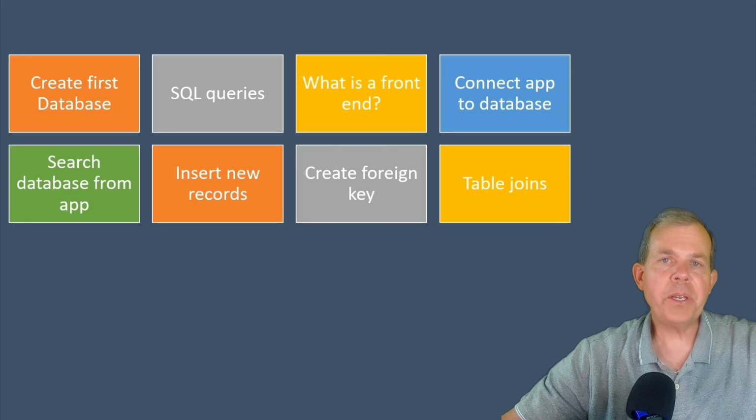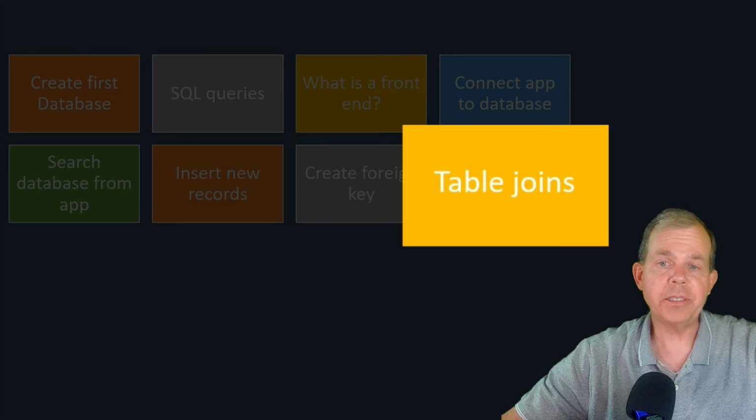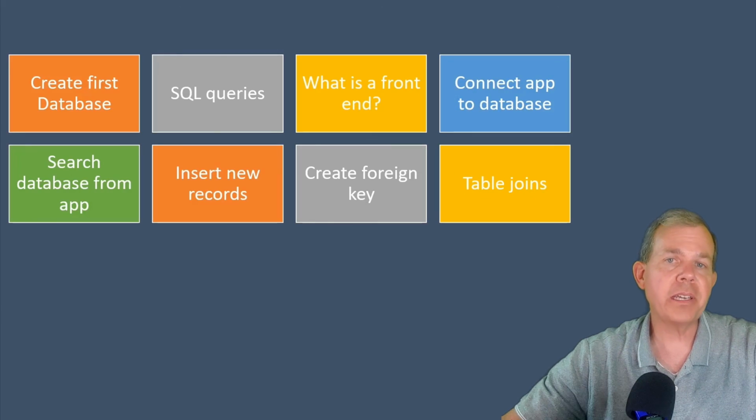In the next part of the video, we're going to use table joins. We created a foreign key, and now the next step is to select items using that foreign key to be able to use in our application.